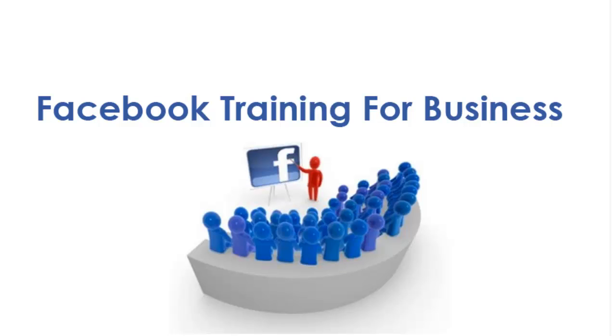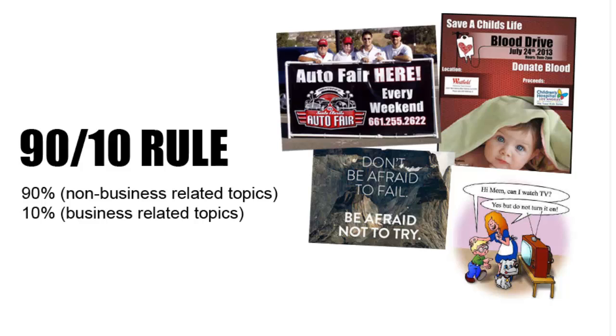Now, the first thing you want to do is apply the 90-10 rule. What is the 90-10 rule? Well, the 90-10 rule simply means 90% of your posts must be non-business related topics. Things like events in the local area, charities, quotes, fun photos about your staff or yourself, and featuring other local pages on your wall. And 10% business related topics, anything that can lead to a sale.